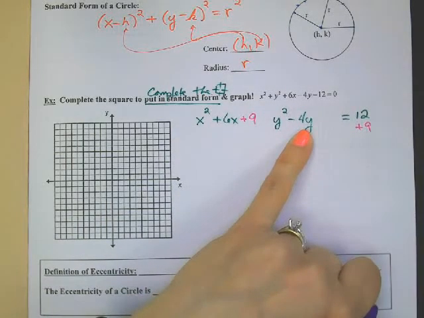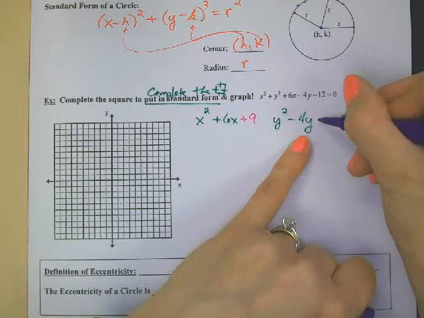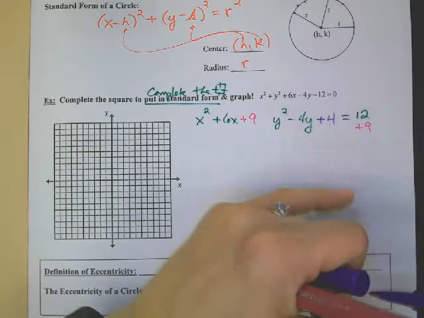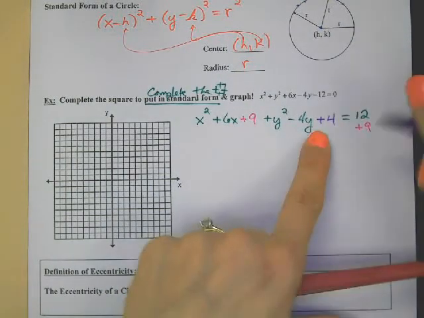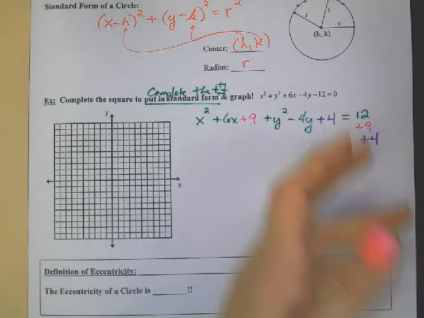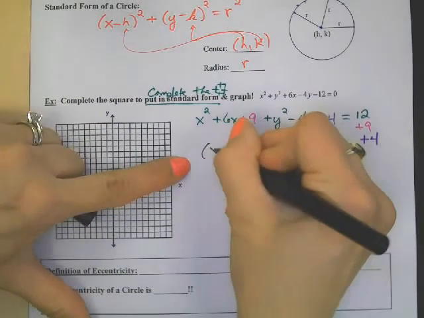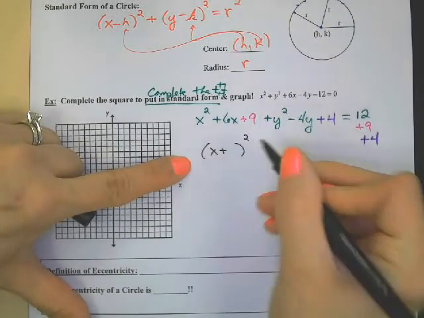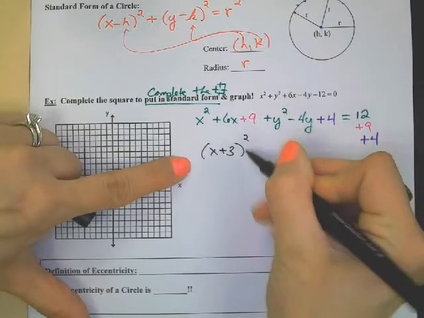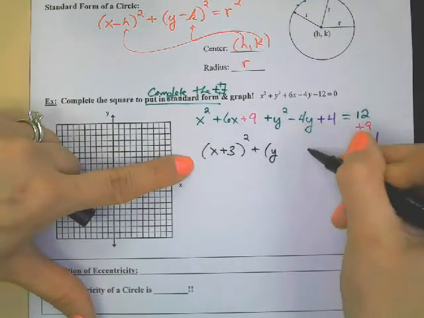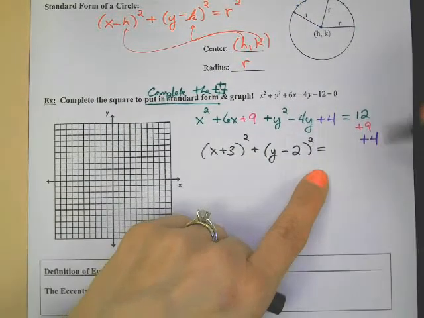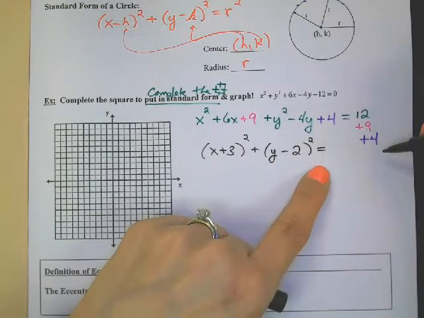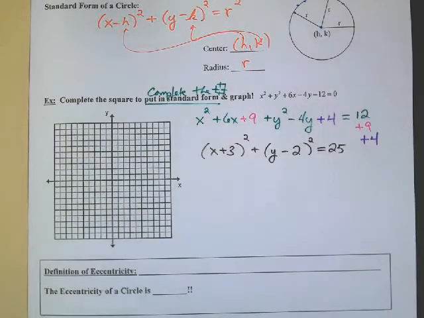Half of negative 4, squared. Plus or minus? Is it always plus? Why? Because you're squaring. I just added 4 to the left, so I will add 4 to the right. And now it's that fun factoring time. (x plus 3) quantity squared. Let's factor the y's. (y minus 2) quantity squared equals, hurry, somebody that's smart with numbers, 25.